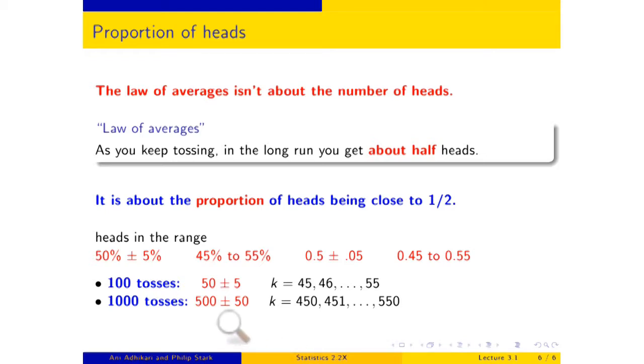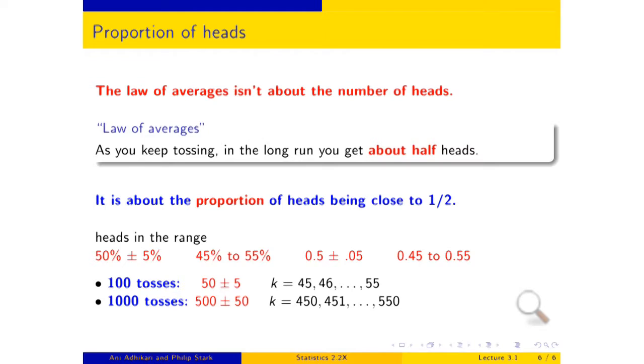So what's happened is we are giving ourselves some room, a fixed amount of wiggle room, but the fixed amount is a percentage of the number of tosses, which means as an absolute number of heads, it's larger as you increase the number of tosses. And it's this kind of interval to which the law of averages applies. And we'll see that in some detail in the next segment.